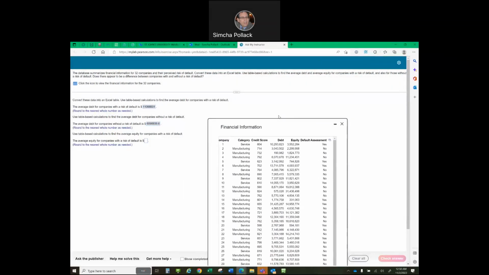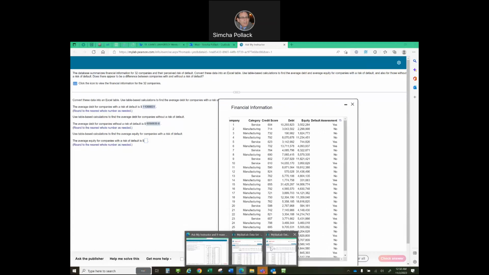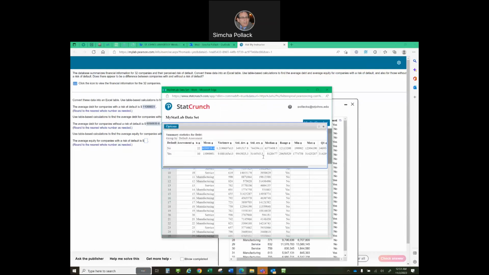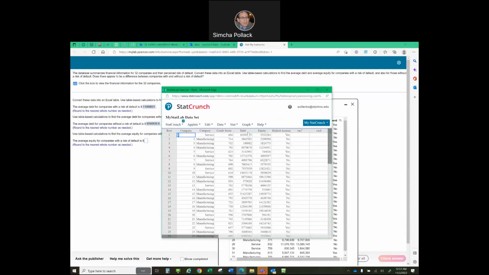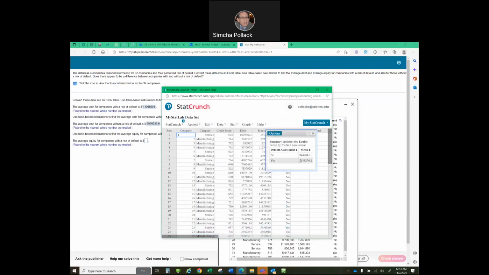Use the table-based calculations: equity for risk of default. We go back to here and we start again. We could have done them both simultaneously, but let's do it again. Columns. This time we went equity for risk of default, divided by risk of default. And we just really want the mean. So the mean for the first number is this thing here.